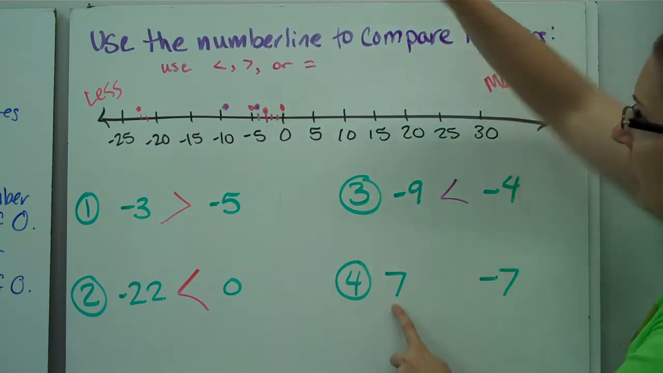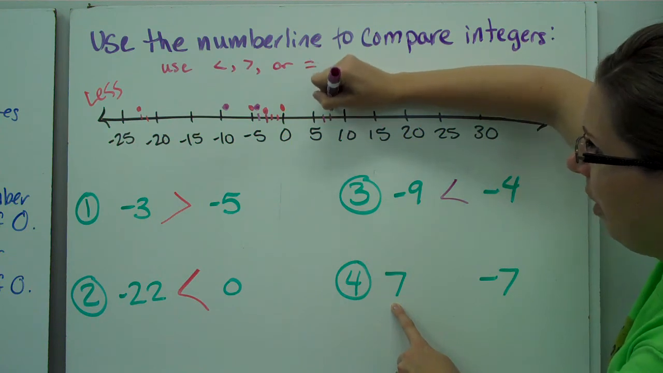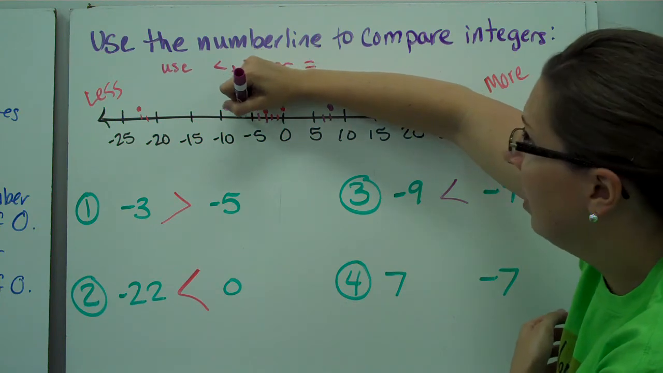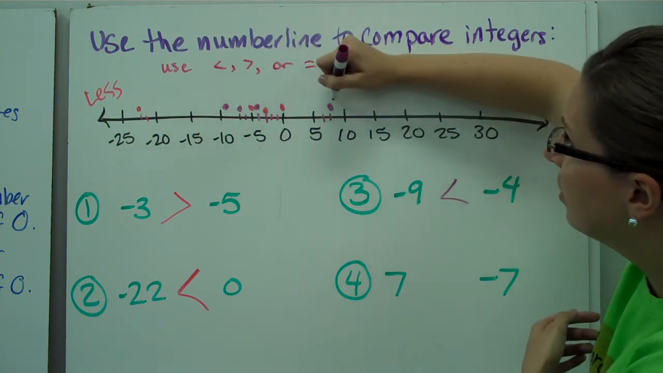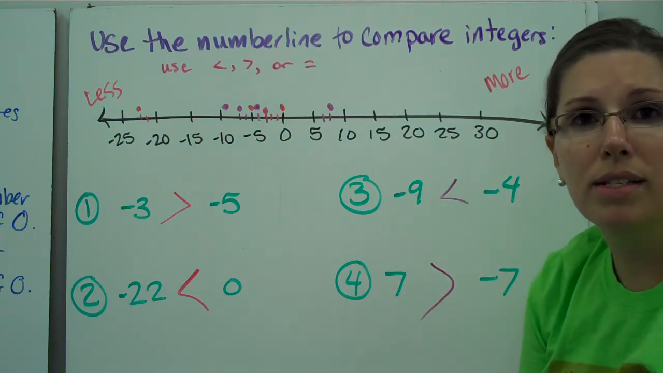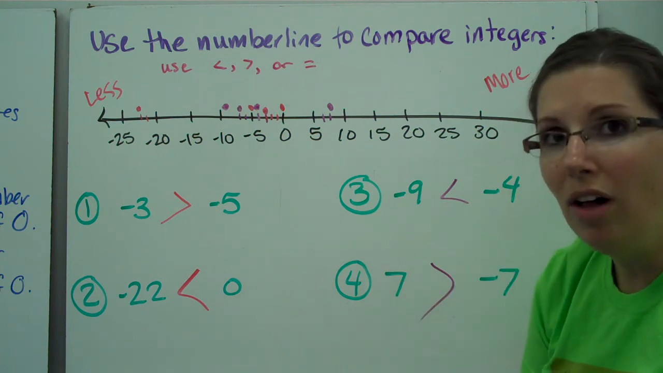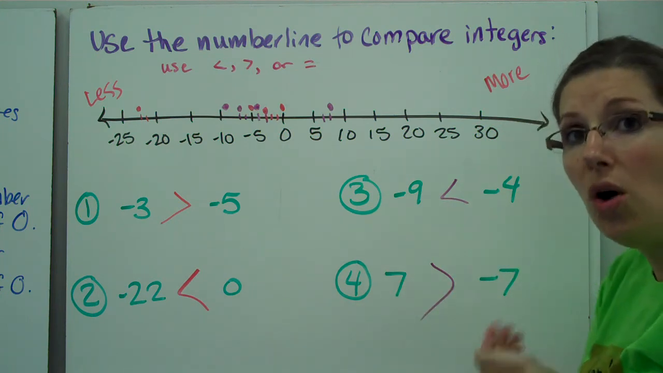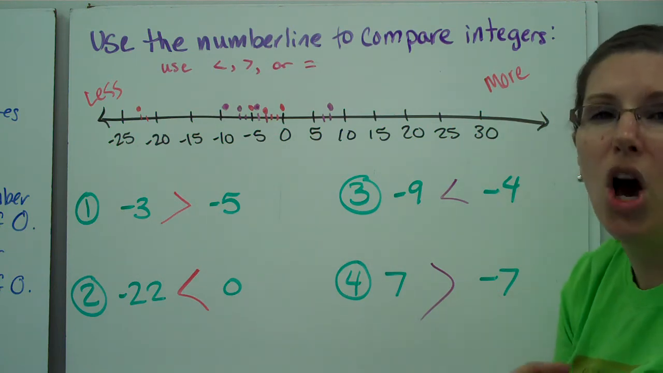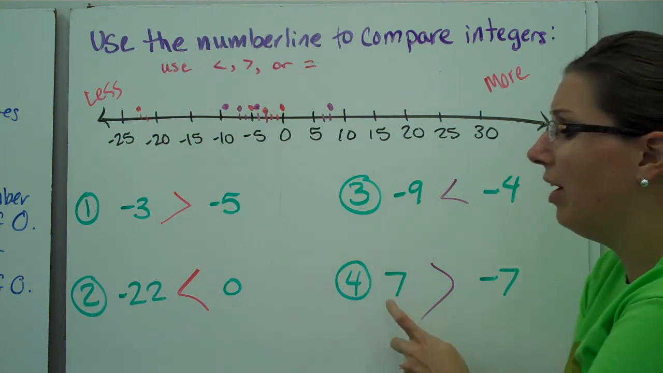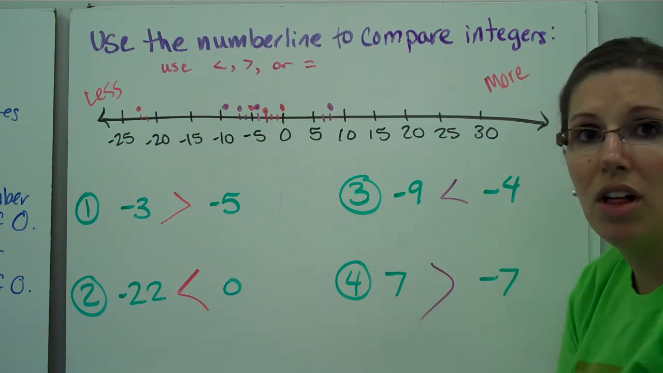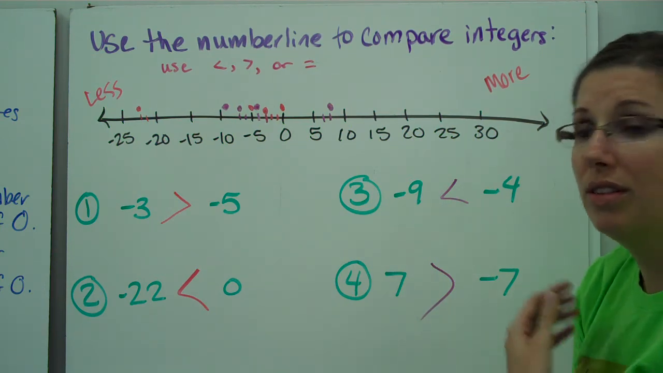And then I've got 7, so positive 7 is about right here, and negative 7 is past negative 5, and 2 more units over. So obviously 7 is greater than negative 7. If you just want to think about this, when you have $7, that's more than owing someone $7. So we think of the negative value as owing someone money. You would rather have $7 than owe someone $7. So having that $7 is worth more than owing someone money.